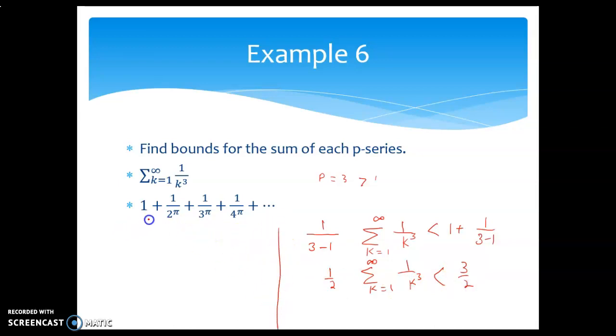The other series, let's call it a_n. So for this series I have p equals pi, which is greater than 1. That means the sum from k equals 1 up to infinity of a_k is going to be bounded between 1 over pi minus 1 and 1 plus 1 over pi minus 1.